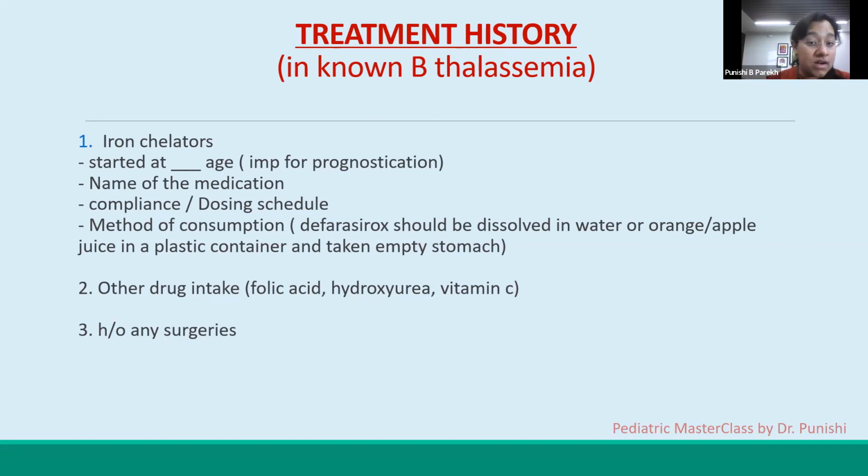What age was the iron chelator started? What is the name of the medication? Whether they are compliant or not with that, and how are they taking it? How they are taking it becomes extremely important, specifically when dealing with iron chelators, the most common one that we use being the oral medication Deferasirox, or Desirox. Desirox is the brand name, and that's what the patient will know as the name of the medication. So how is Desirox supposed to be taken? It needs to be dissolved in water, about 100 to 200 ml of water, or orange or apple juice. Obviously the cheaper option is water.